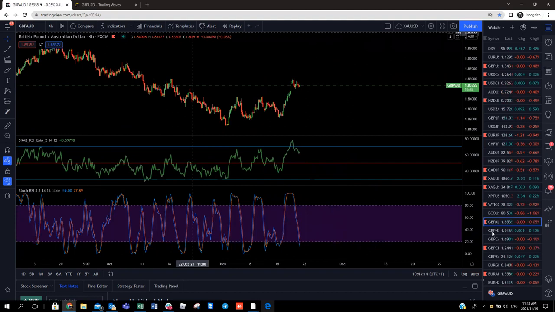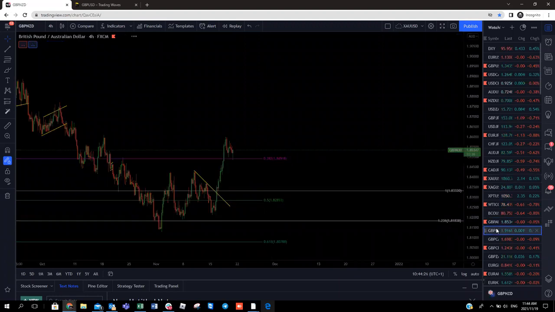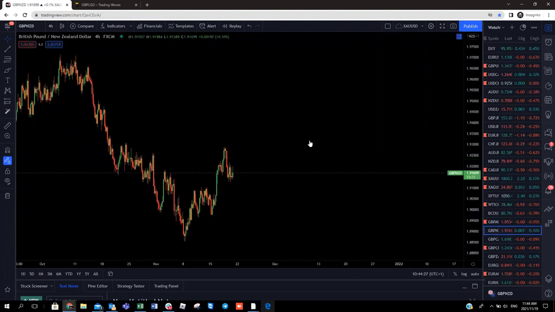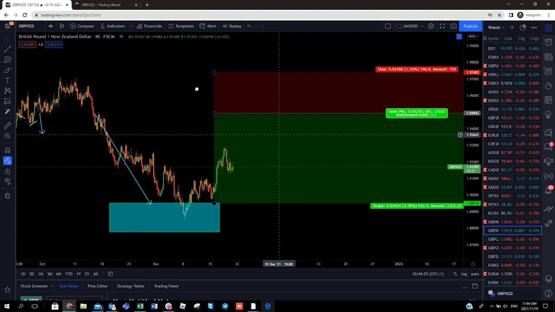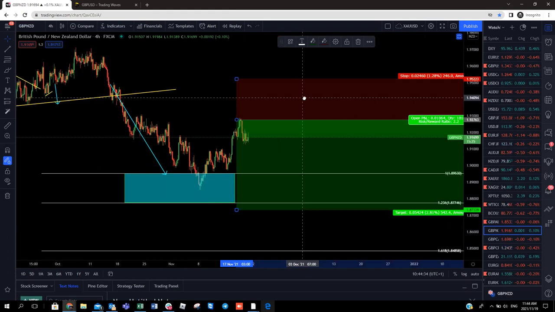What I was interested in was pound New Zealand yesterday. So we look at pound New Zealand from yesterday. Right. So what we're interested in is pound New Zealand. Let's have a look at pound New Zealand. Pound New Zealand yesterday, we got this one from the blue box. So this was here from the blue box yesterday. We're looking for this to continue to the downside.